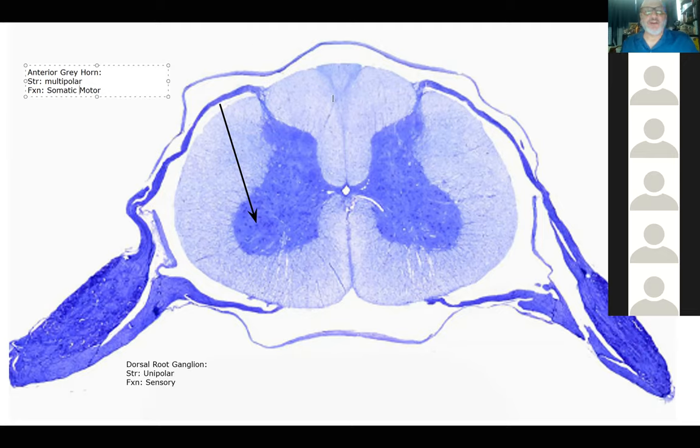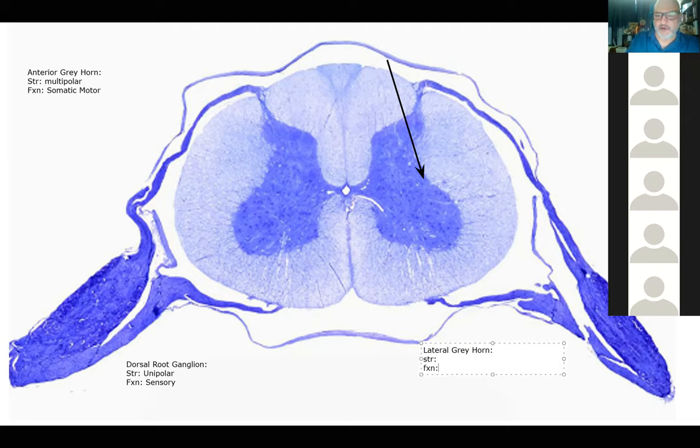Because notice we could do the exact same thing a third time with the lateral gray horn. Lateral gray horn is a location. What is the structural classification of neurons found in the lateral gray horn? Multi. I want to say multi. And you would be correct. That's why you want to say multipolar. And what are the functional classification? There we go.